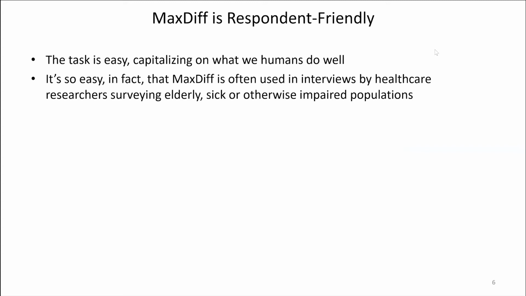So I mentioned that MaxDiff is respondent-friendly, right? It's an easy thing to do because it capitalizes on a way that our brains work naturally. In fact, it's so easy to do that in the academic literature, you'll see that it's fairly common when used by healthcare researchers. They use it a lot when they're studying impaired populations, maybe elderly people or people who are very sick, people who might not do a good job of answering complicated survey questions seem to do quite well with MaxDiff.